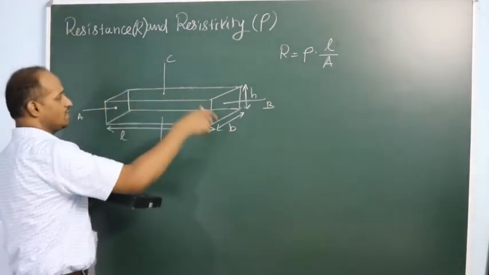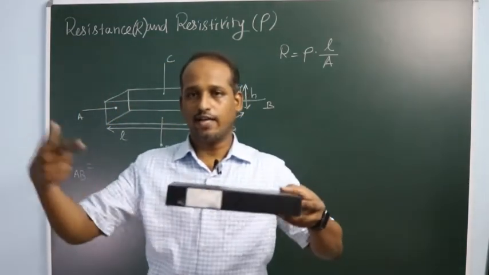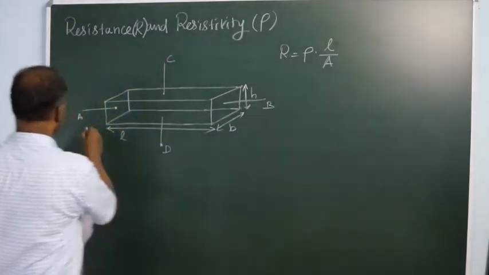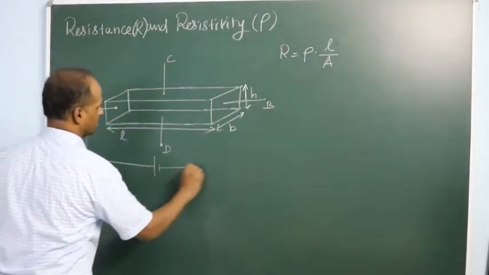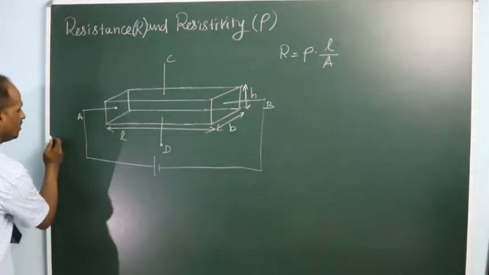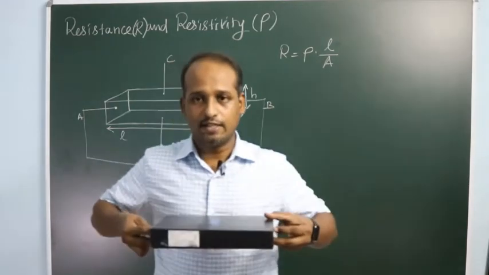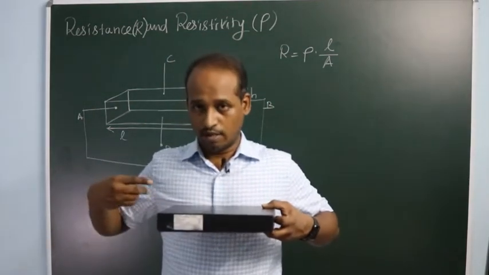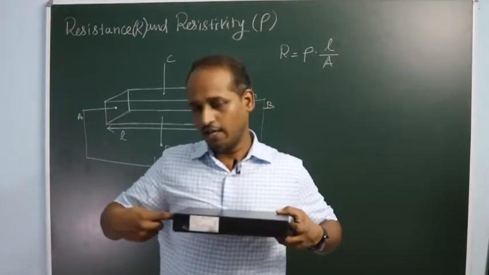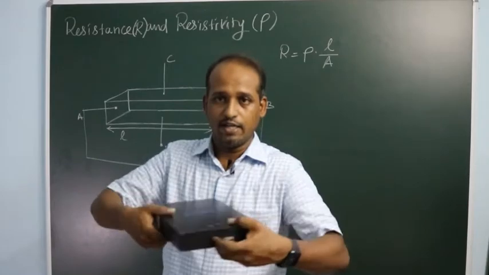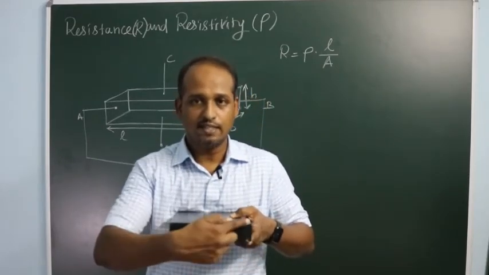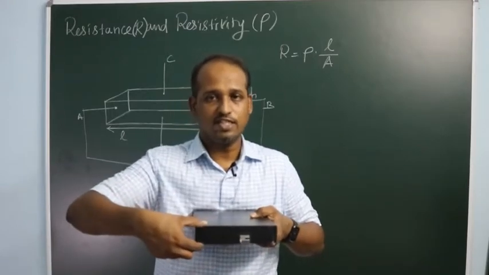The first one is, what is RAB? RAB means you are connecting the battery across these 2 points, like positive here and negative here. So you are connecting the battery like this. Then the length of the path the current travels is L only. And perpendicular to the flow of current is this area of cross section, and we know that this is B and this is H. So this area of cross section is BH.